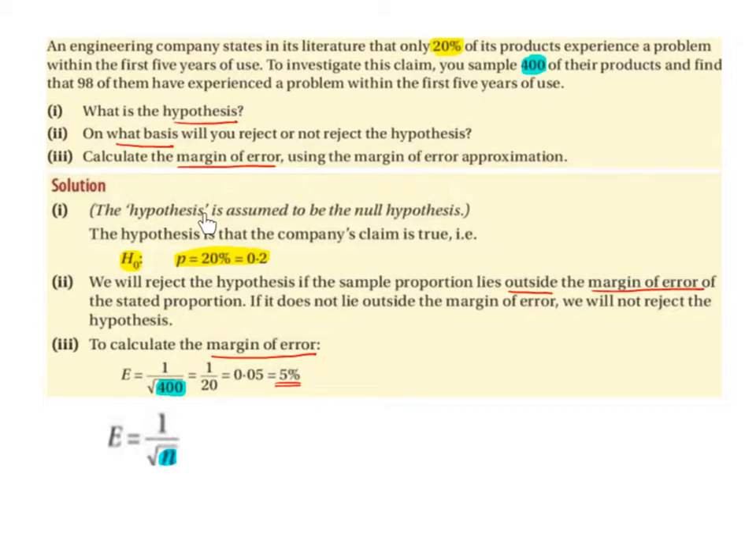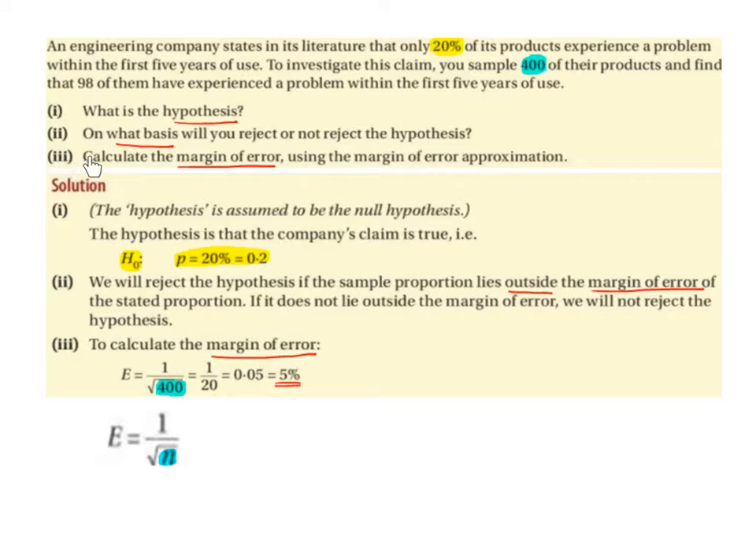The hypothesis is assumed to be the null hypothesis. The hypothesis is that the company's claim is true, i.e. H0 is p equals 20%, which is 0.2. So you got the 20% from the question. Part 2. On what basis will you reject or not reject the hypothesis? We will reject the hypothesis if the sample proportion lies outside the margin of error of the stated proportion. If it does not lie outside the margin of error, we will not reject the hypothesis.